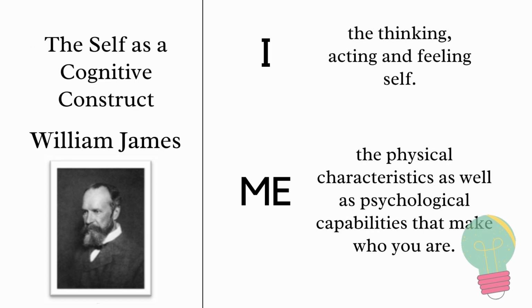The I is the thinking, acting, and feeling self. So, it is the part of the self that allows you to be consciously aware of who you are. The me self, on the other hand, refers to the physical characteristics as well as the psychological capabilities that make you who you are. So, this involves the knowledge and the thoughts related to who you think you are. So, when you think of the me self, it is a separate individual. It is another individual you refer to when you're talking about your personal experiences.